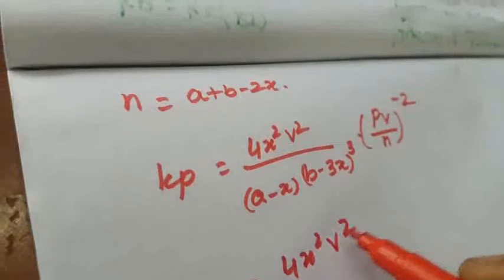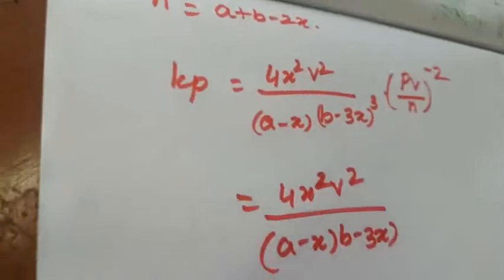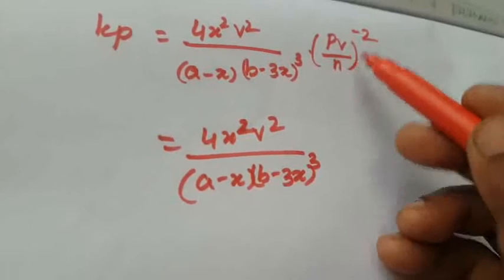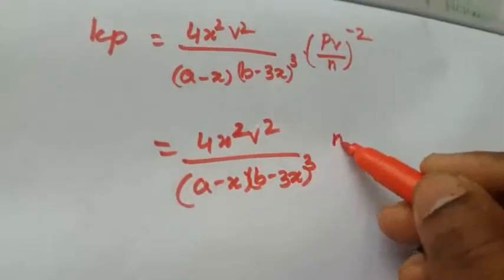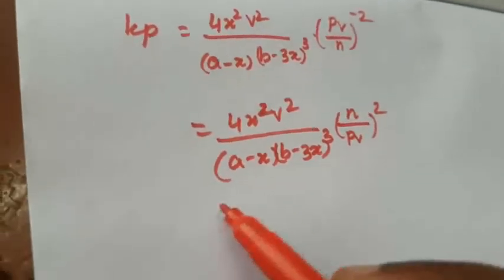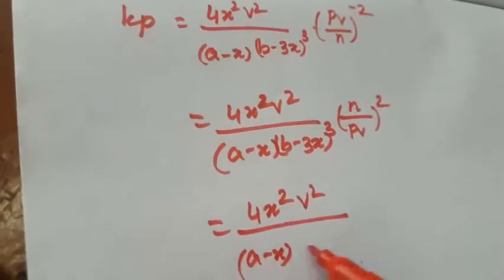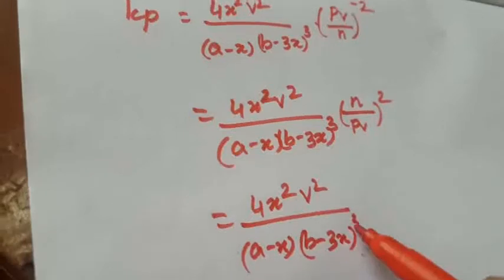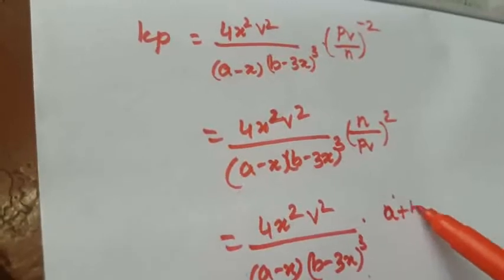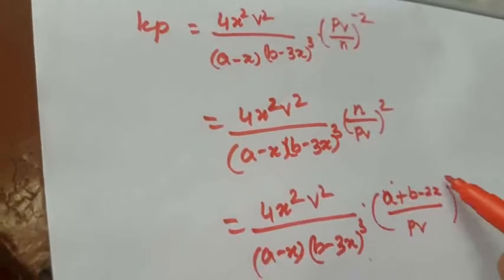4x square v square by a minus x into b minus 3x the whole cube. The minus 2 means the reciprocal of this term, N by Pv the whole square, right? So now what is the N value? 4x square v square by a minus x, b minus 3x the whole cube. Then N, what is the N value? A plus b minus 2x, right? Divided by Pv the whole square.